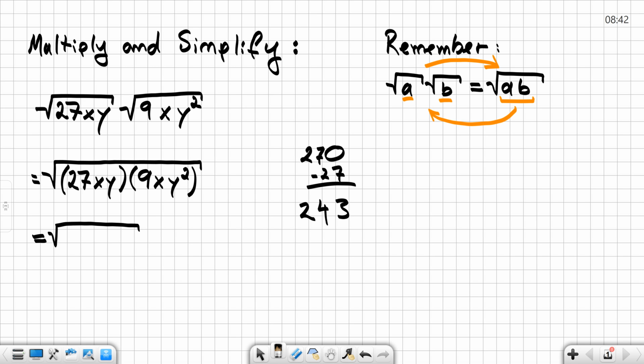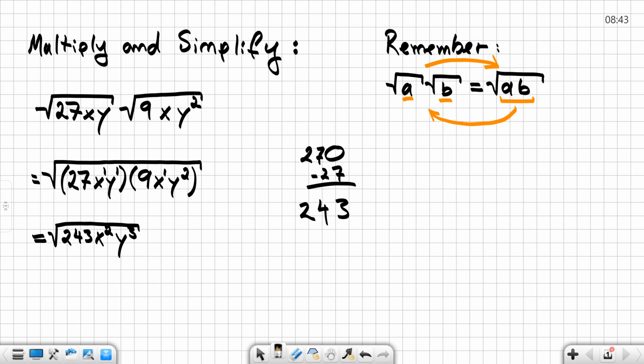So I have 243. x times x, both have an exponent of 1. I add the exponents and I get x squared. y to the first times y to the second is y to the 1 plus 2, which is 3. All right. Now that I have the first part done, I multiplied both expressions, now I need to simplify.